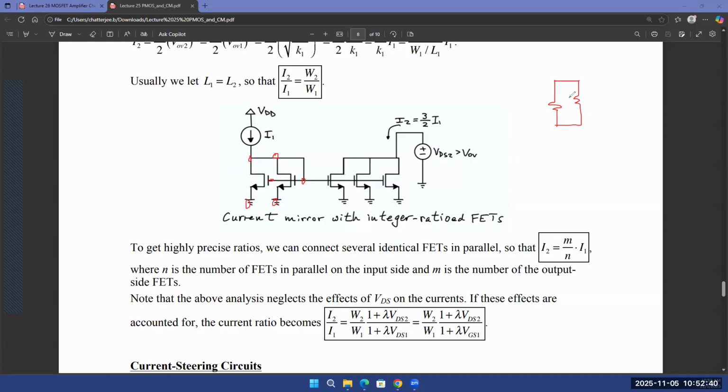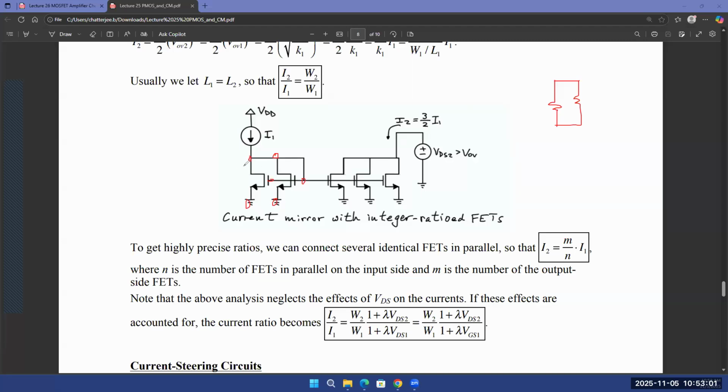Just like when you have a parallel combination of two resistors, the overall resistance goes down by 2, right? When you have two equal resistors, let's say both of them are 100 ohm resistors, if you put two of them in parallel, the overall resistance becomes 50 ohms. That's just parallel combination of resistances. Similarly, when you have a parallel combination of MOSFETs, the same thing happens.